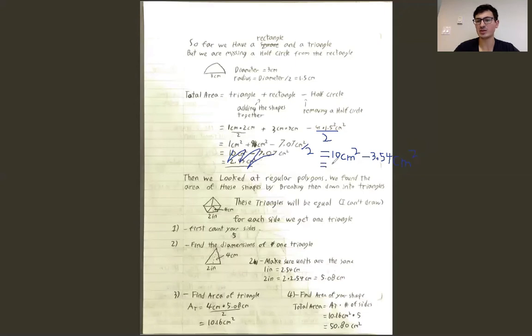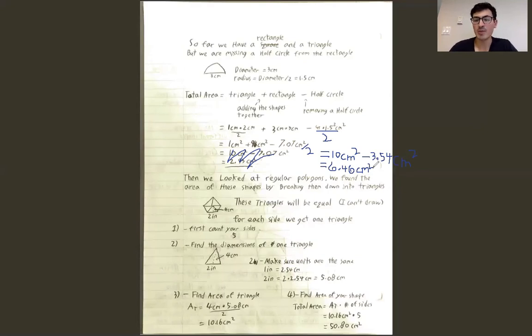And this is going to give us, what is it, 6.4 centimeters squared for the area of our shape. Okay, so that kind of wraps up finding the area of a shape that's just made up of the 3 different shapes that we know.